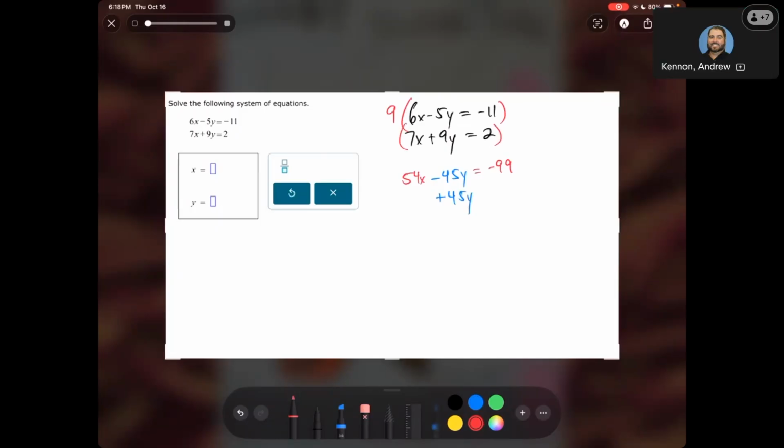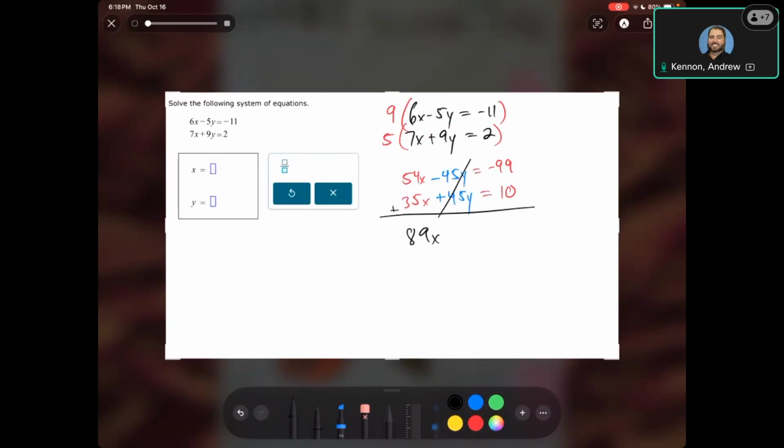Now, same thing here. I need to make this 9y be 45, so I need to multiply by 5. 5 times 7x would be 35x. 5 times 9y would be 45y. 5 times 2 would be 10. If you do this correctly, Alex is pretty nice, and they will give you a number that shouldn't be bad to work with. 54 plus 35x is 89x.